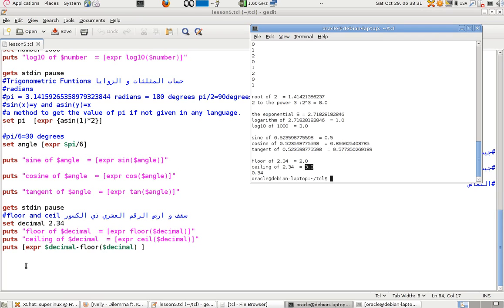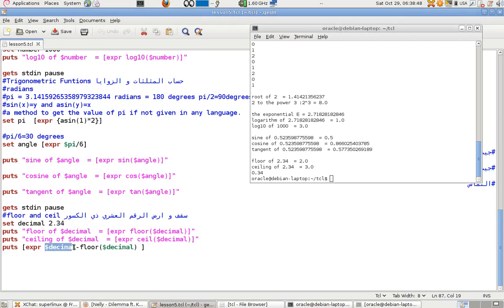And this way you can calculate and separate the decimal part of the number, by getting the decimal and subtracting the floor of the decimal.